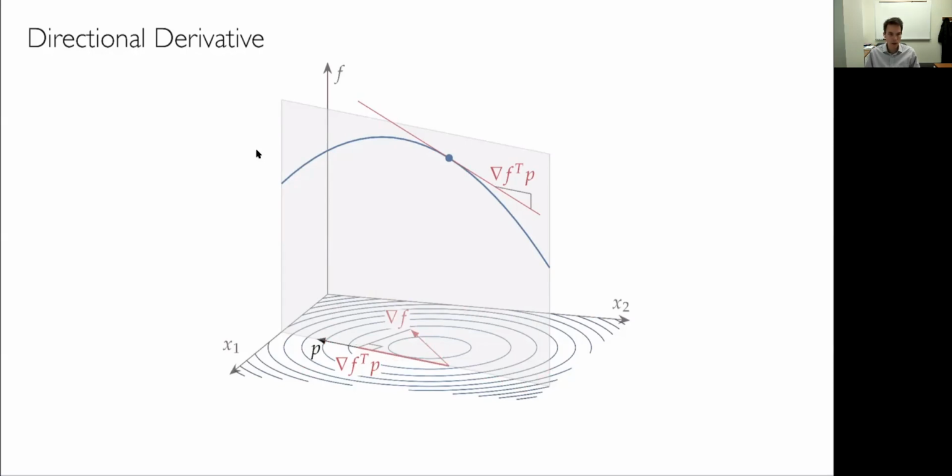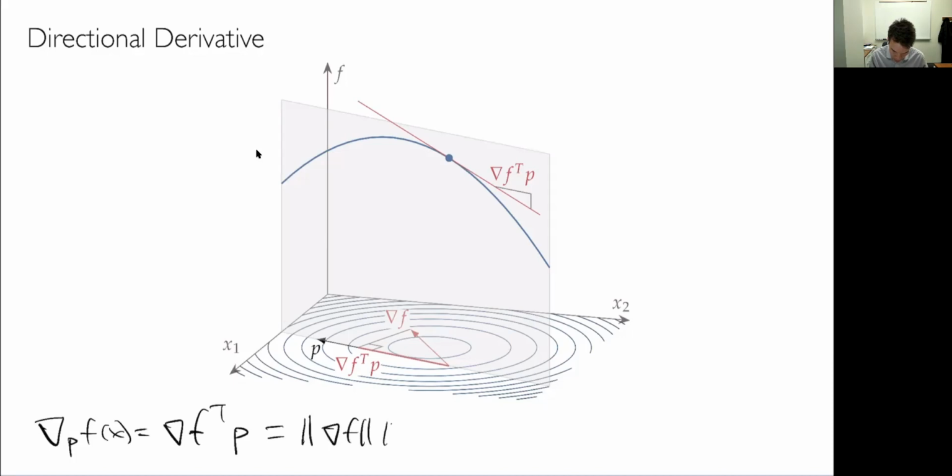So one way to think about that dot product is as the projection of the gradient. I take this right angle here. It's the projection of the gradient into that direction, or in other words, the component of the gradient in the direction p. So if we write the definition, the directional derivative of f is the dot product of the gradient with p. Or if you remember, the definition of the dot product is the magnitude of each of these vectors times the cosine of the angle between them. That's just another way to express it.